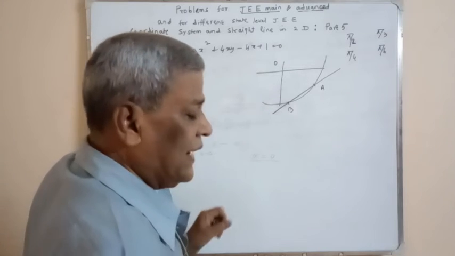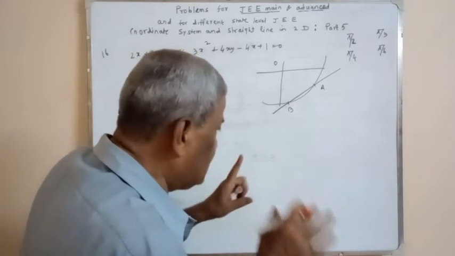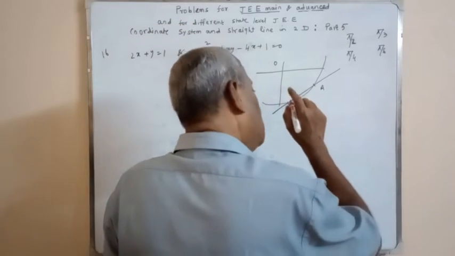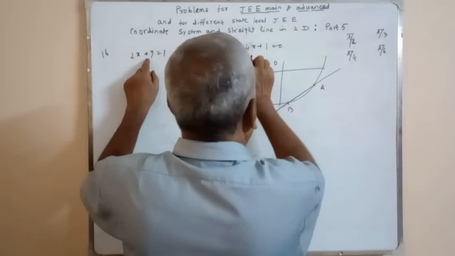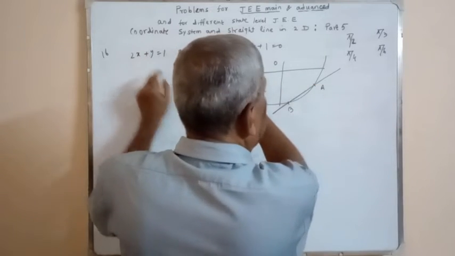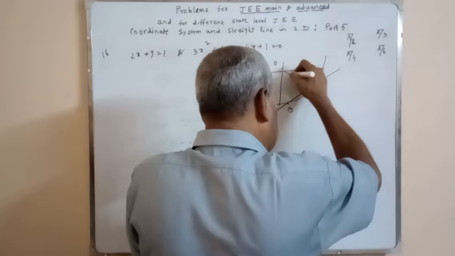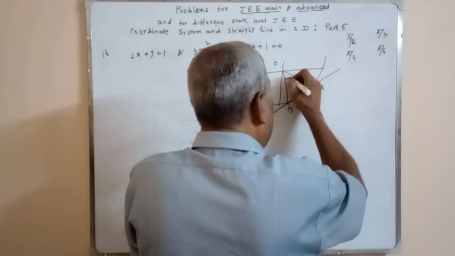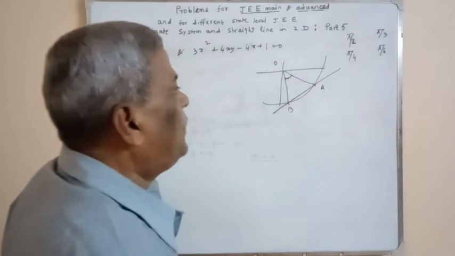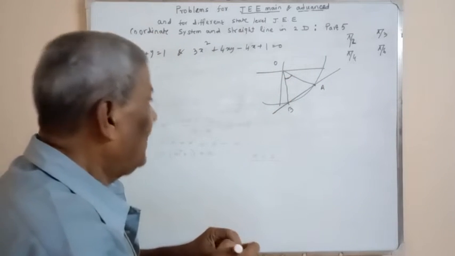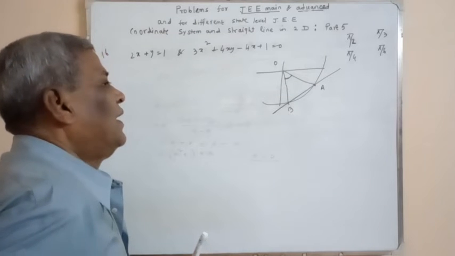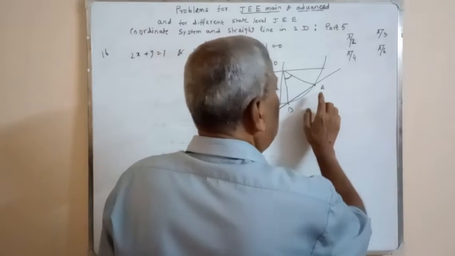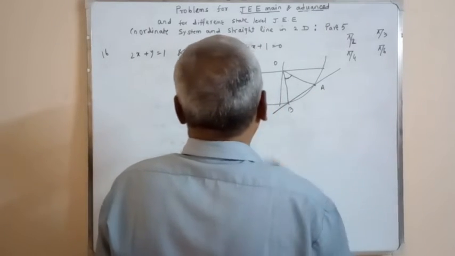Now the given problem is: from the origin, two straight lines are drawn to the points of intersection of this and that. The points of intersection are A and B, that is this straight line and that straight line. What is the angle between them? This is the problem. So clearly we have to find the coordinates of A and B.